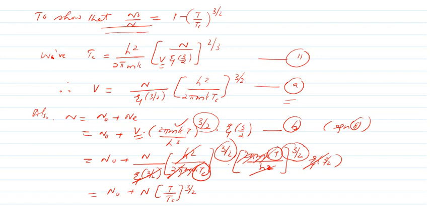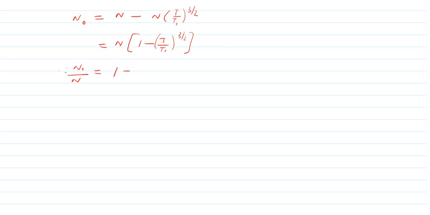Is it right? Okay, therefore you know what you have to do. Therefore, I can say N naught equal to, I am taking the other factor to the other side, N minus N into T by Tc raised to 3 by 2. Can you take that N as common factor? So that is equal to N into 1 minus T by Tc raised to 3 by 2. So N0 by N, the fraction, is equal to 1 minus T by Tc raised to 3 by 2. And this was the expression that we had to prove.